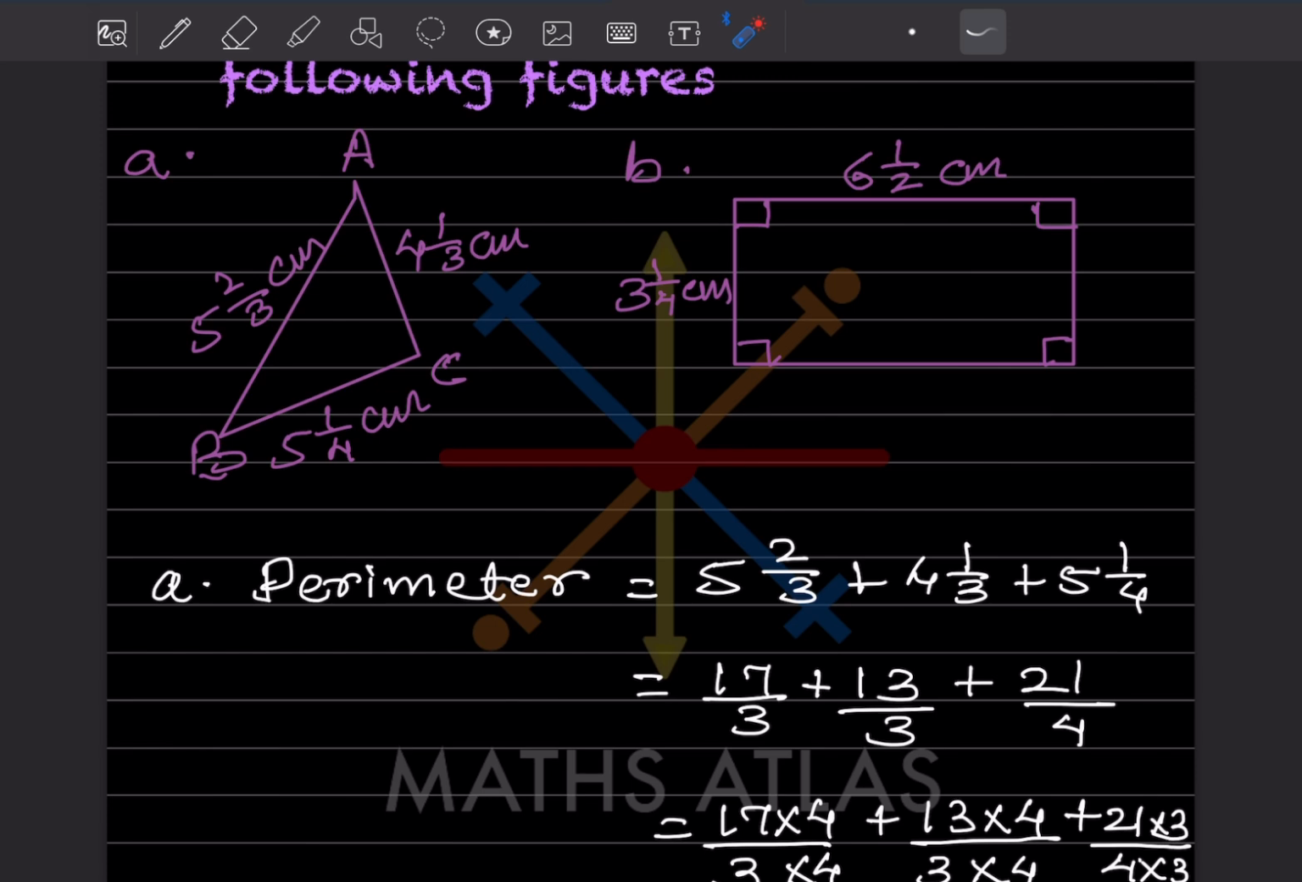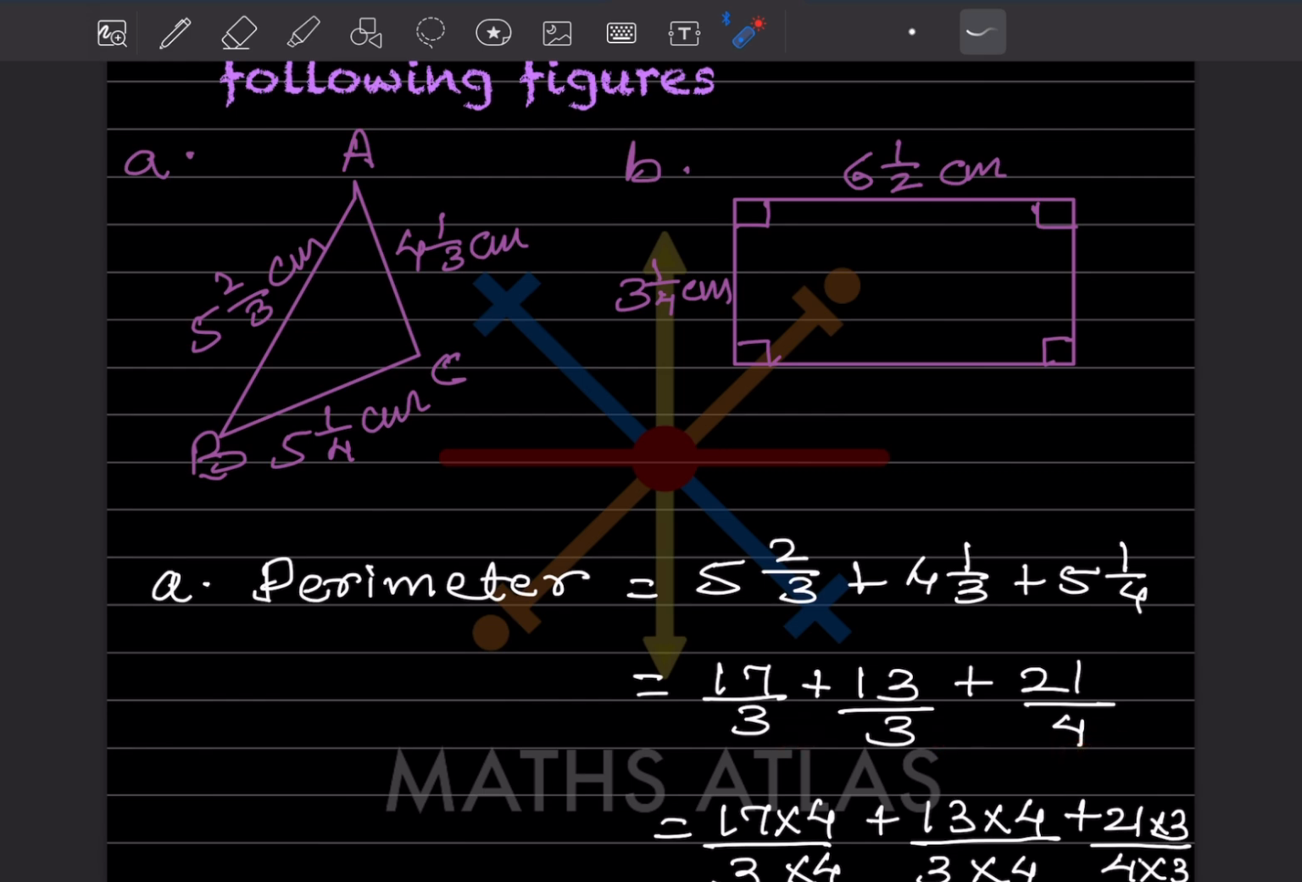First thing you should know is what a perimeter is. Perimeter means the sum of all sides, so you have to add all the sides. These sides are in mixed fractions, so let us make them improper first. So this is going to be 17 by 3, 15 plus 2, this should be multiplied, this should be added, that will be 17 by 3, this will be 13 by 3, and this will be 21 by 4.